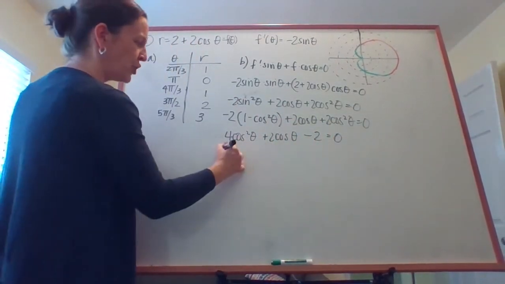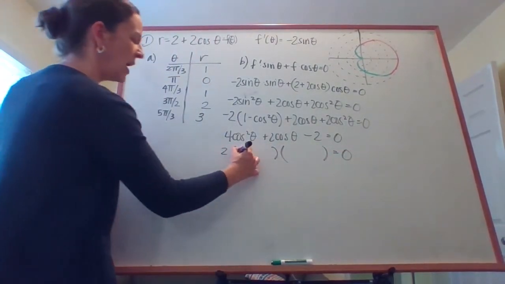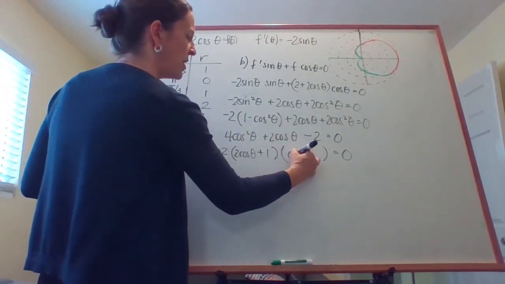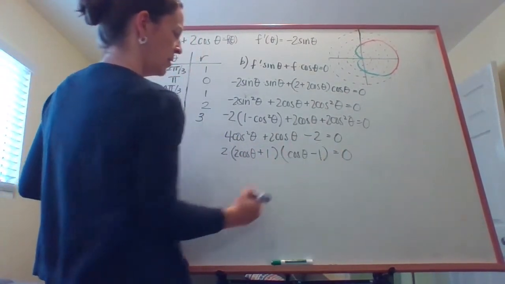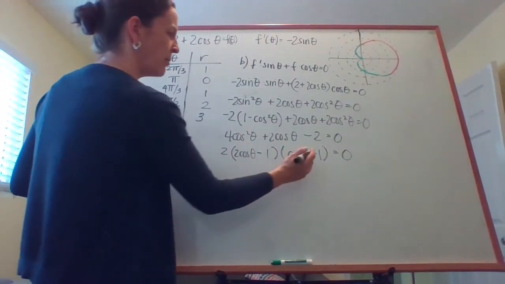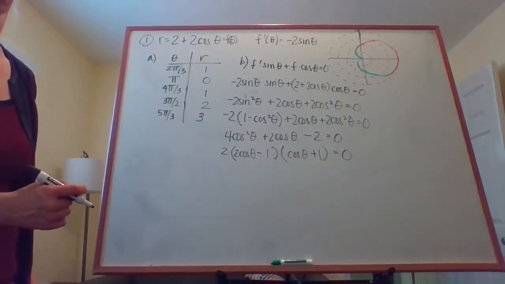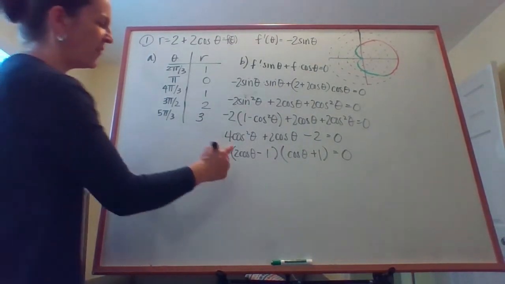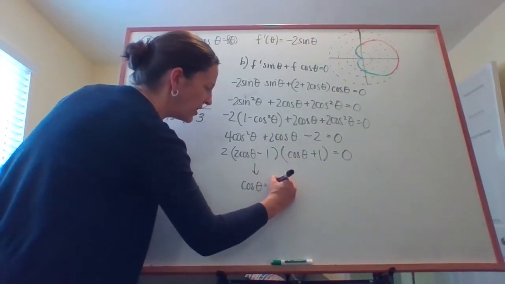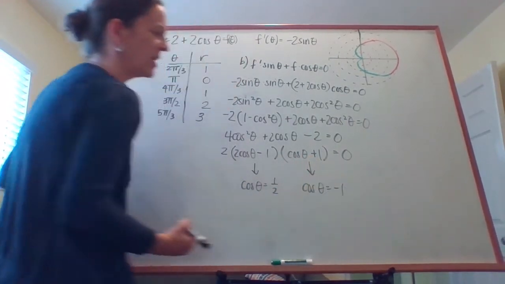And if I pull out the 2 and factor that at the same time, I end up with 2 cosine theta plus 1 and cosine theta minus 1. Oh, sorry, sign switched. This is 2 cosine theta minus 1 and cosine plus 1. Okay? If I set each of these to 0 and solve, I end up here with cosine theta is 1/2, and here I end up with cosine theta is negative 1.